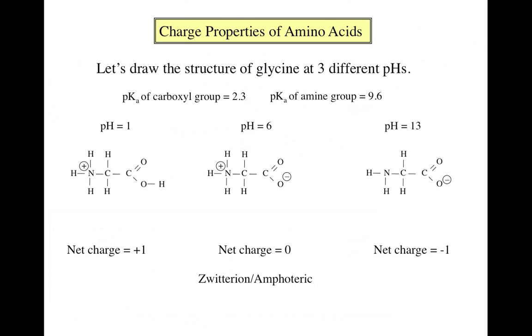At a pH of 6, glycine is known as a Zwitter ion, meaning that it can act as an acid or a base by donating a proton or accepting one. You may remember from chemistry that a substance that can act as an acid or a base is known as being amphoteric.